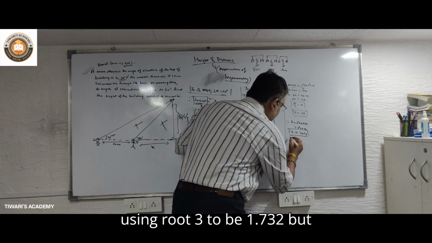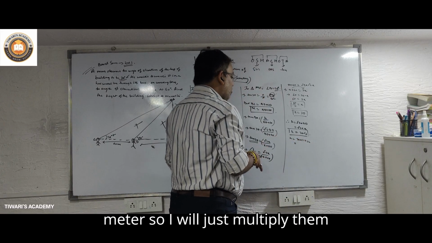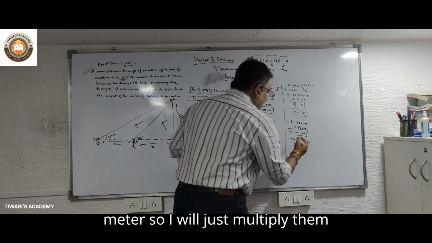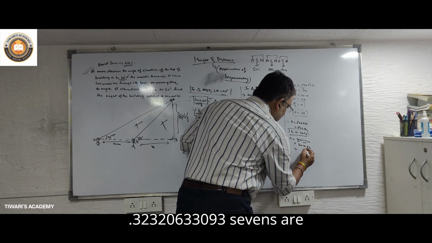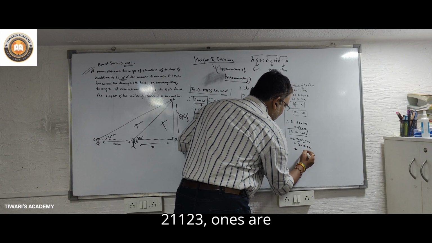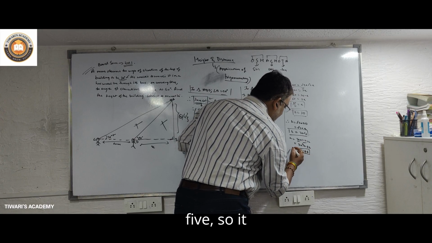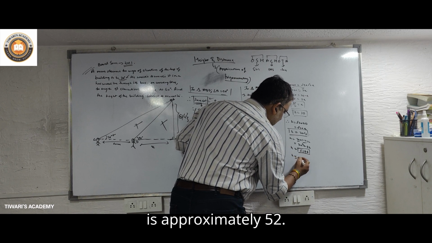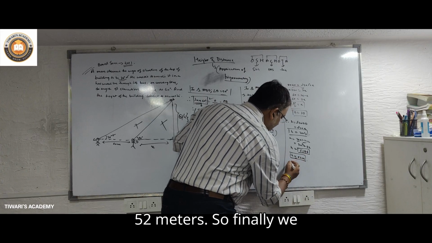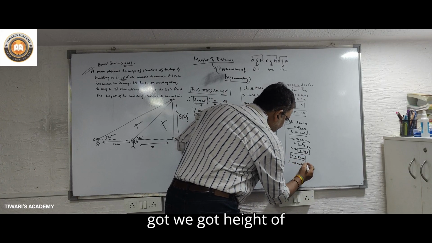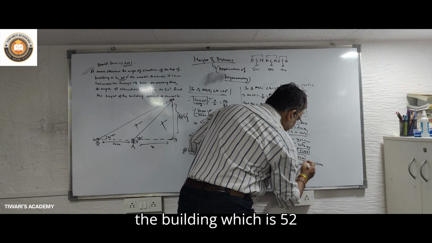So I am using root 3 to be 1.732, but they want the answer to the nearest meter, so I'll just multiply them. So I will get 3 into 17.32. 3 2s are 6, 3 3s are 9, 3 7s are 21, 1, 2, 3 1s are 3 plus 2, 5. So it is 51.96, which is approximately 52 meter. So finally we got the height of the building, which is 52 meter.